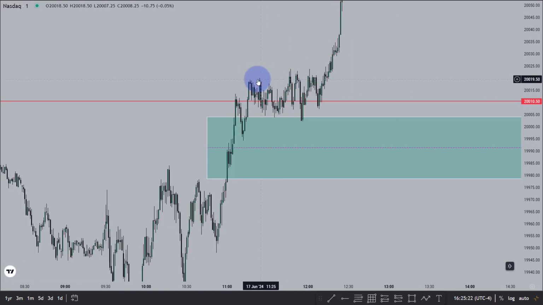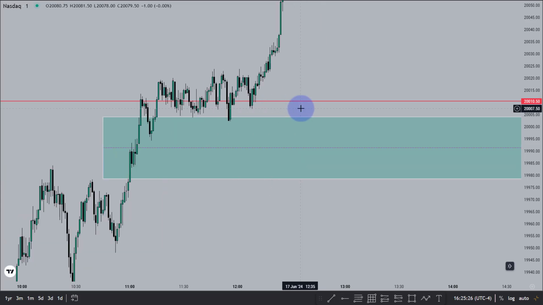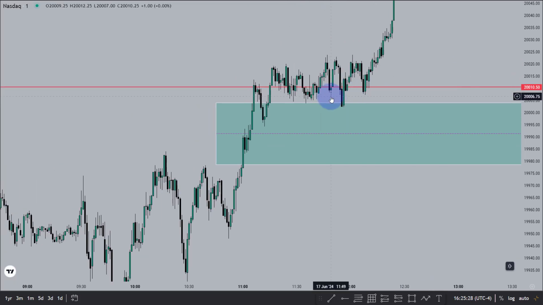So you are not seeing this. Market has taken the buy side liquidity over there. This is a perfect market structure shift over there. See, this is a market structure shift, a very immediate reaction to this fair value gap. You are not now looking for sell.